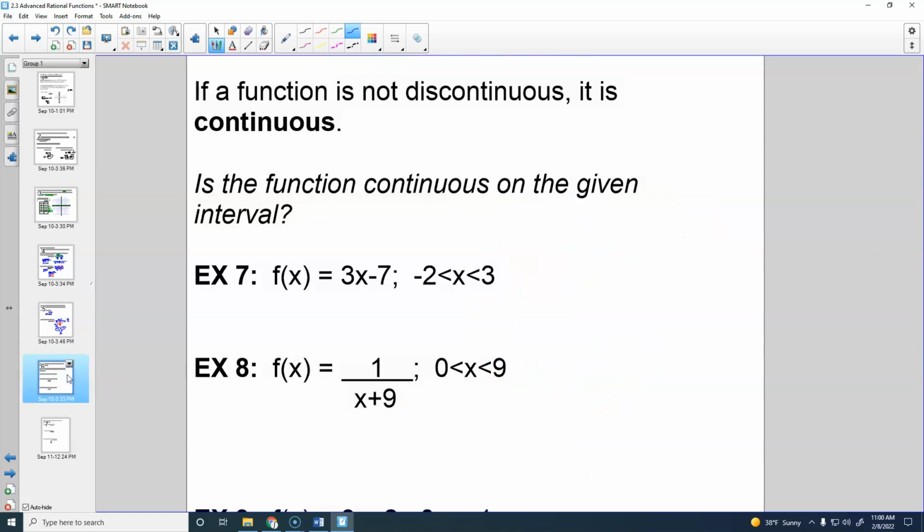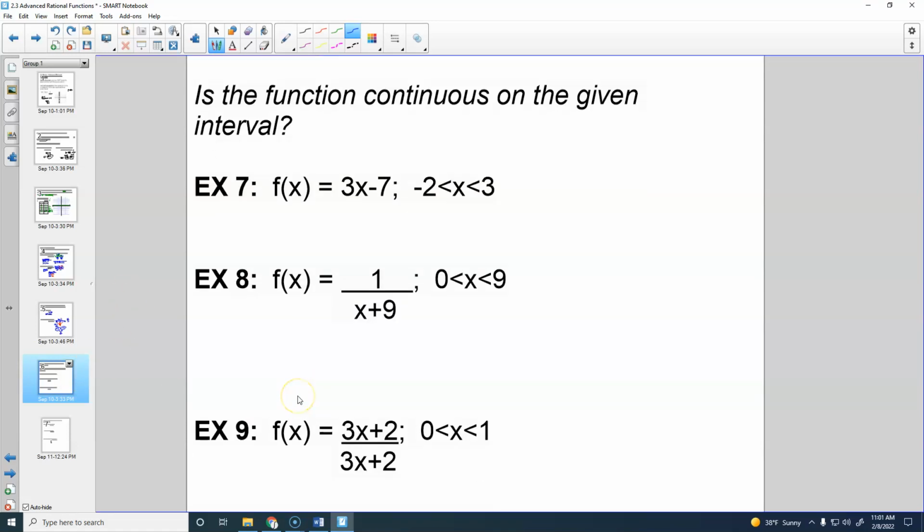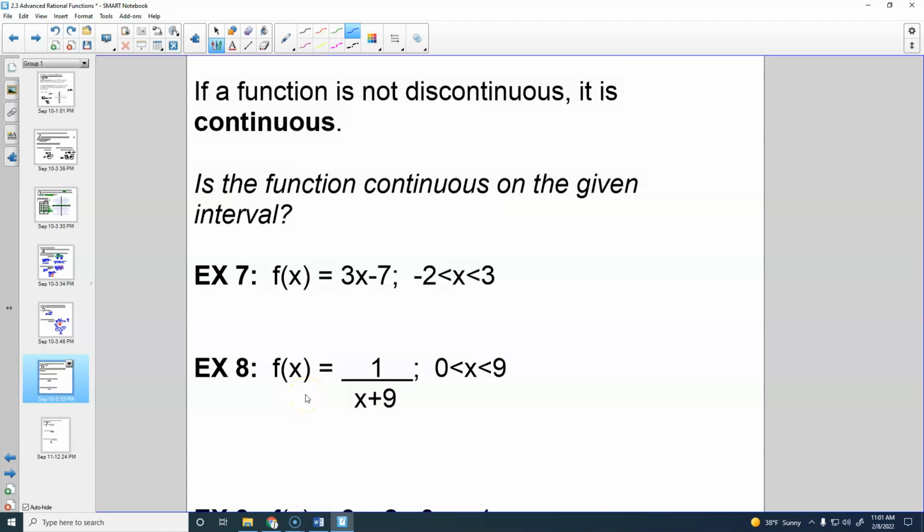Okay, so let's talk about functions being continuous or discontinuous. If a function is not discontinuous, it is continuous. So if you have no discontinuities, then the function is going to be continuous. Another way that you're going to see questions asked is they're going to ask if the function is continuous on the given interval. Right now, what we're looking at are rational functions. There are some other things that can cause discontinuities, but right now we're thinking about that denominator.